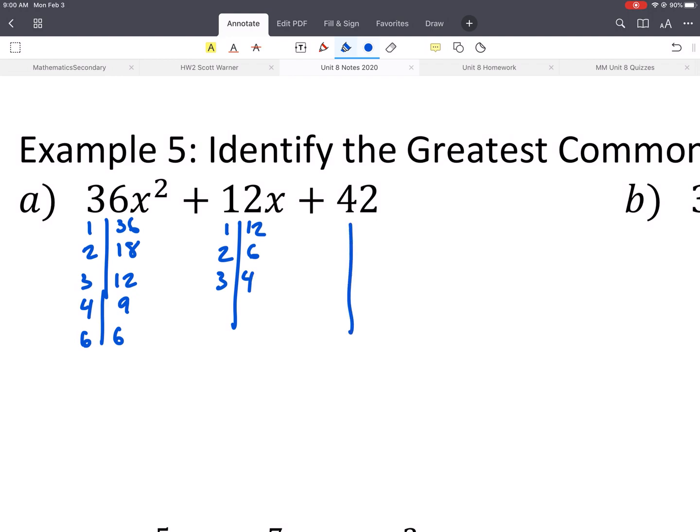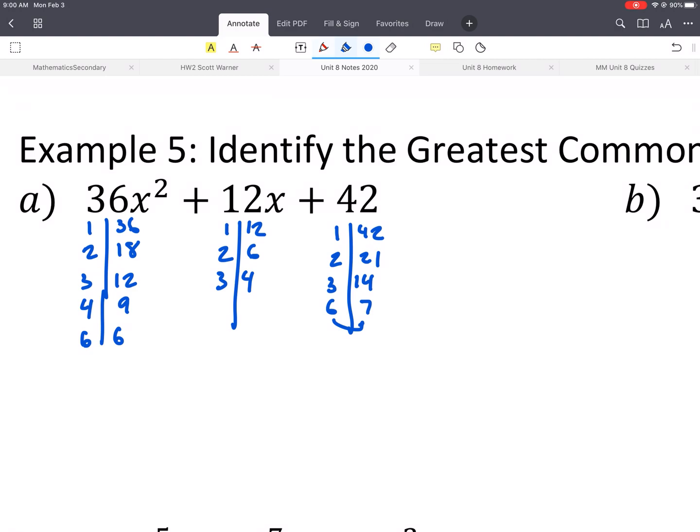We completed that. And then for 42, we could do 1 and 42, 2 and 21, 3 and 14. 4 doesn't go in. 5 doesn't go in. 6, I think 6 goes in. So 42 divided by 6, that gives you 7. And then we're up to 7, so we're not going to redo that. Okay, so those are all of our factor pairs.